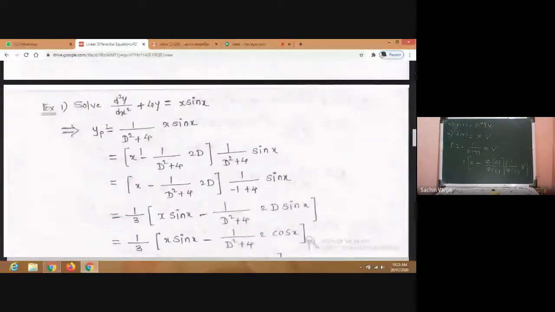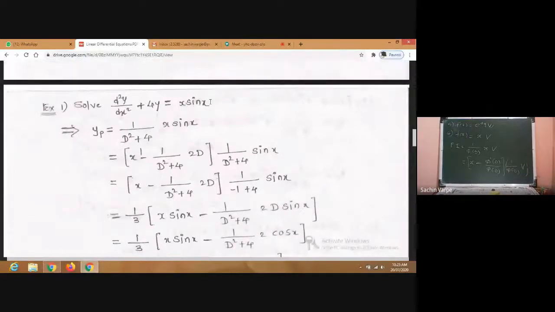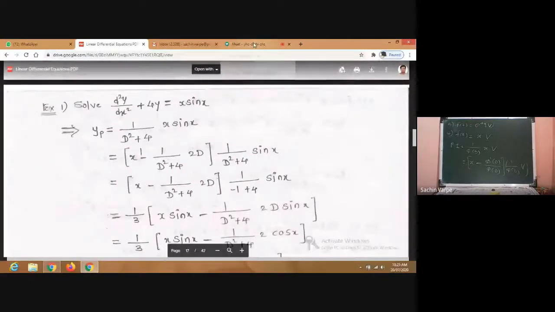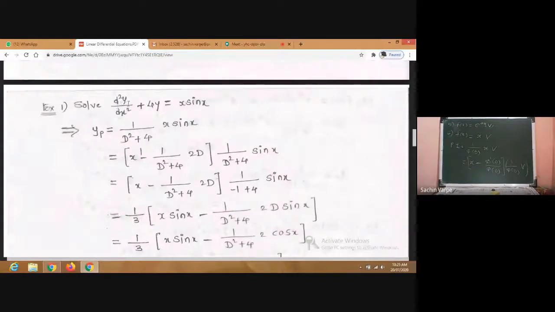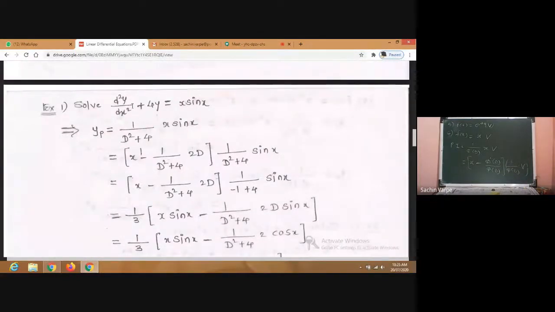You can write this example. Solve d2y by dx square plus 4y is equal to x sine x. Please let me know if the board and screen is not visible. So here the given differential equation is d2y by dx square plus 4y is equal to x sine x. Here I have evaluated only the particular integral, but you have to evaluate CF and PI both.